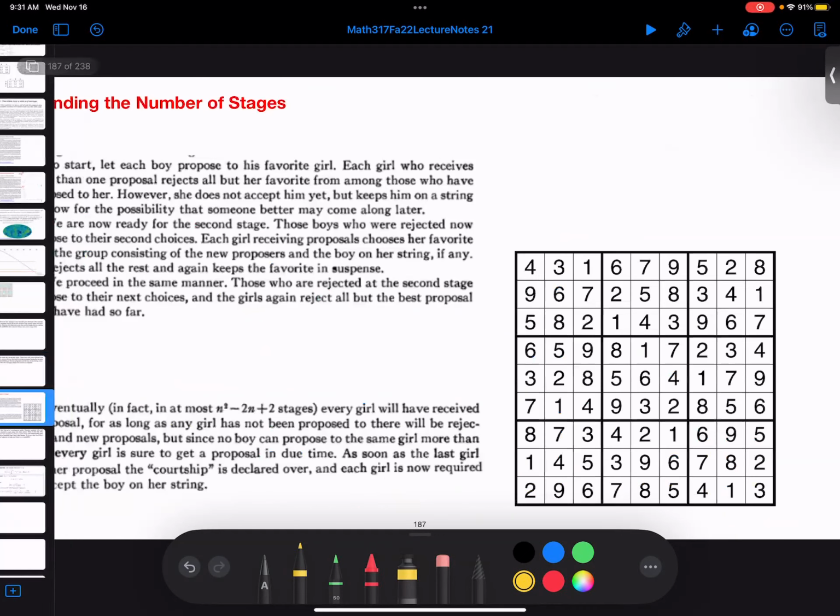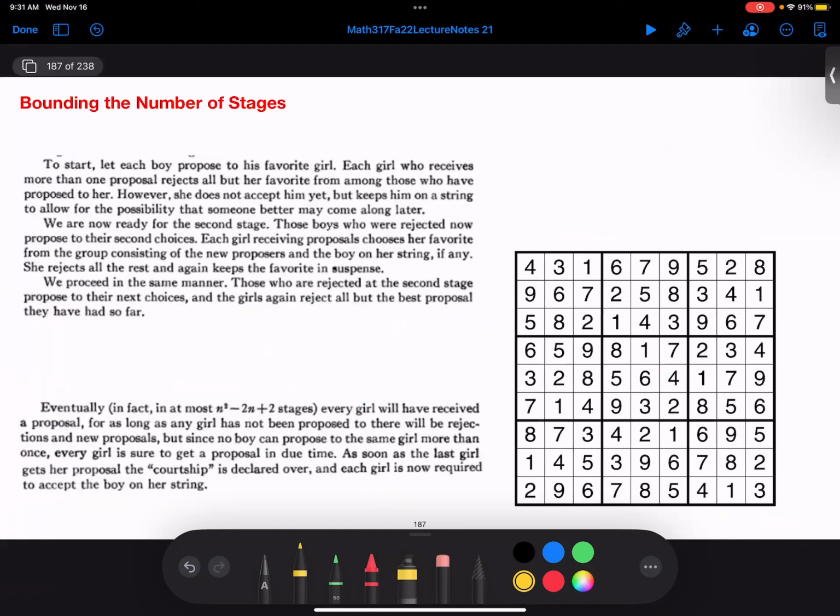Okay. So I drew a little, well, I didn't draw this. I stole this from the, why do you think I stole this? Does everybody recognize what that is on the right?